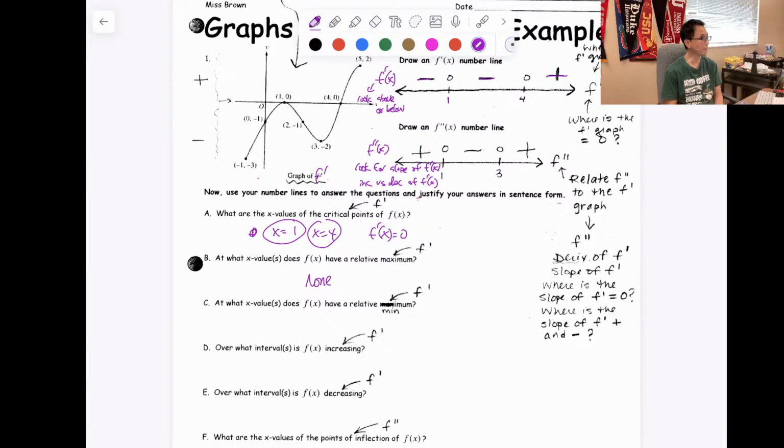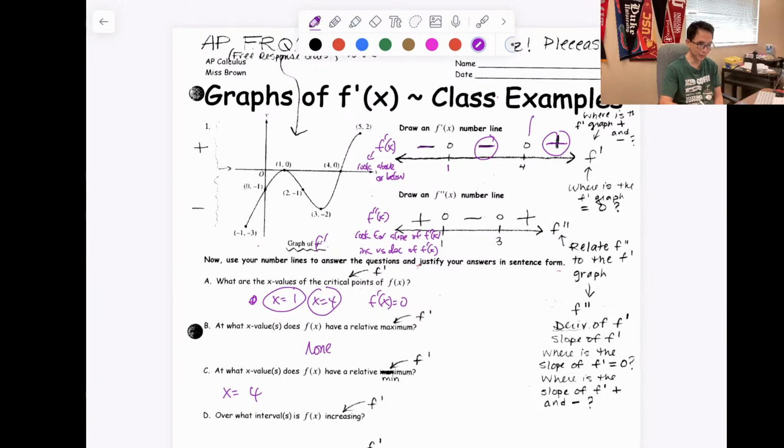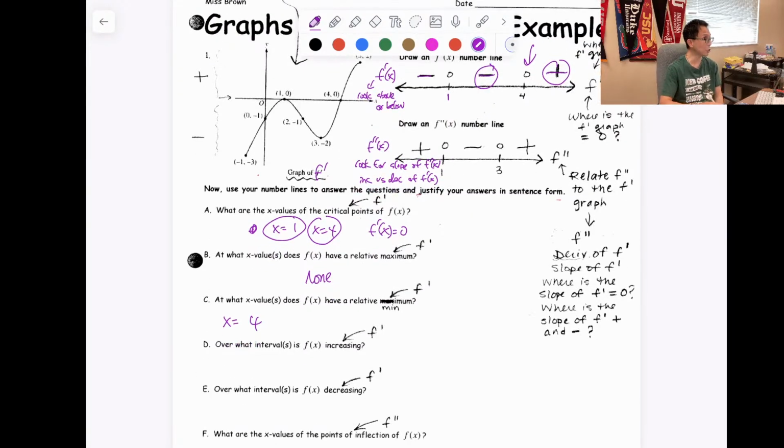Where's the relative min? It's 4, Liam. Why is it 4? Because you see this one went from negative to positive. So that is 4. Now you're going to say this. This sentence form means what? f prime of x changes from what? From negative to positive, yes. And that's how you write it.